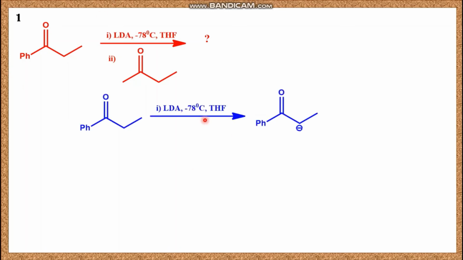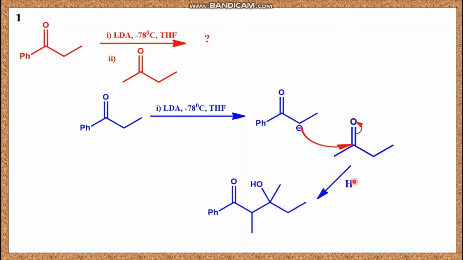So in the first step, the LDA will abstract the acidic proton, and after that we have to use the other ketone, and we get an alpha beta hydroxy ketone. The base abstracts the proton, and this acts as a nucleophile, so it will attack the carbonyl carbon, and this bond will shift to oxygen. On hydrolysis we get a beta hydroxy ketone. If excess base is there, then water will eliminate to give an alpha beta unsaturated ketone.